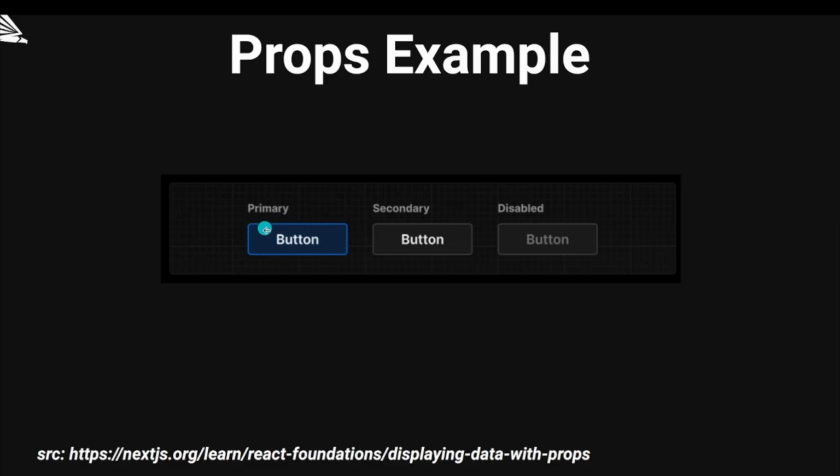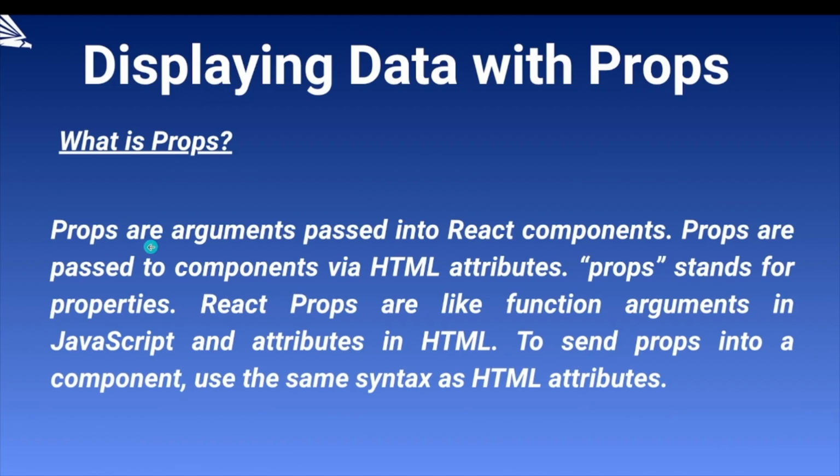Take for instance the possible variation of these buttons. From these buttons, you can see here the primary button has a blue overlay, and here it doesn't have, it's a secondary button, and here the button is disabled. What enables us to do this is what we call props. So what is props? Props are arguments passed into React components. Props are passed to components via HTML attributes. The word props that we have been using stands for properties, just short for properties. React components are like function arguments in JavaScript and attributes in HTML.